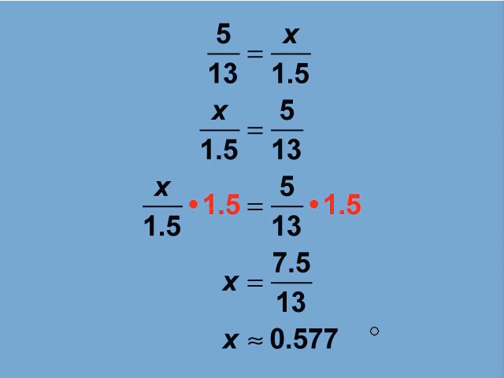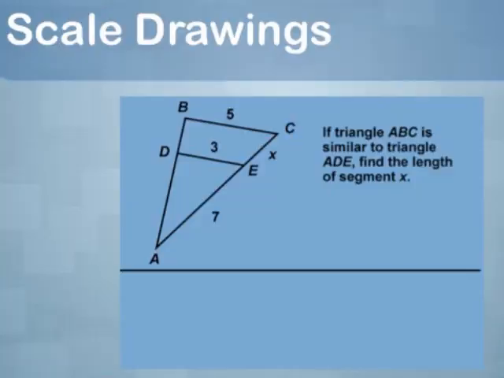Proportions can also be used to solve geometric problems. Let's look at an example. If triangle ABC is similar to triangle ADE, find the length of x. There are two triangles, ABC, the larger one, and ADE, the smaller one. These two triangles are similar, so their side lengths are proportional.